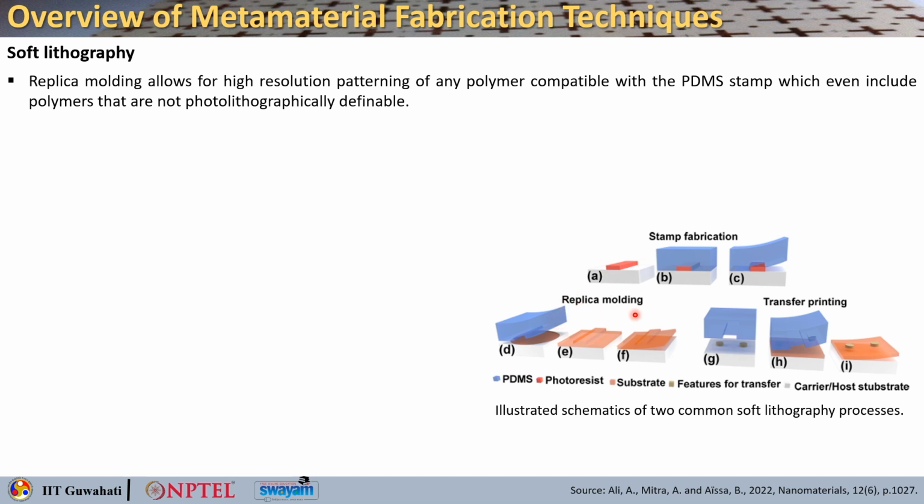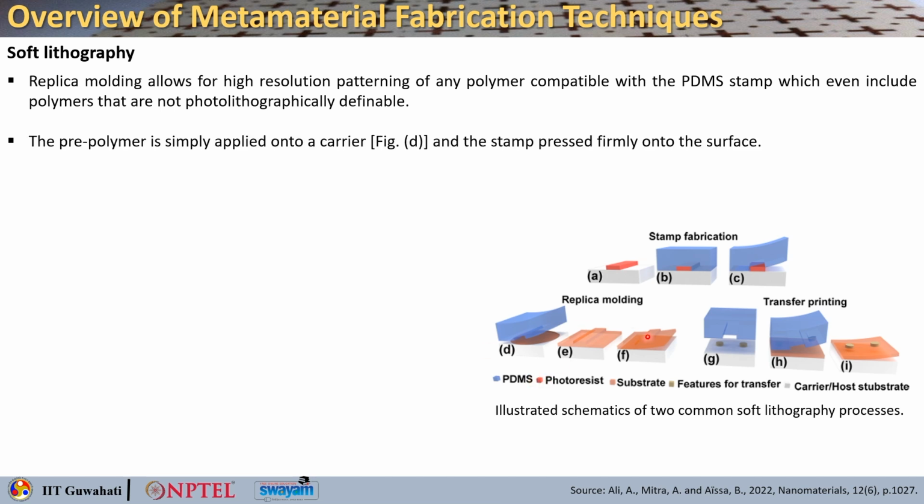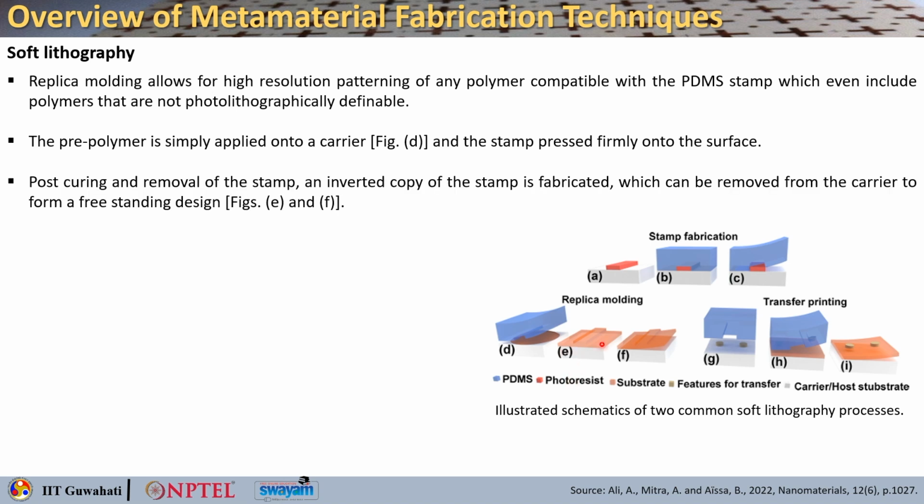Now, the next method is called replica molding. Replica molding allows for high resolution patterning of any polymer compatible with the PDMS stamp, which can even include polymers that are not photolithographically definable. So, the pre-polymer is applied onto a carrier, and the stamp is pressed firmly onto the surface. Post curing and removal of the stamp, you can see here an inverted copy of the stamp is fabricated, which can be removed to form a freestanding design.